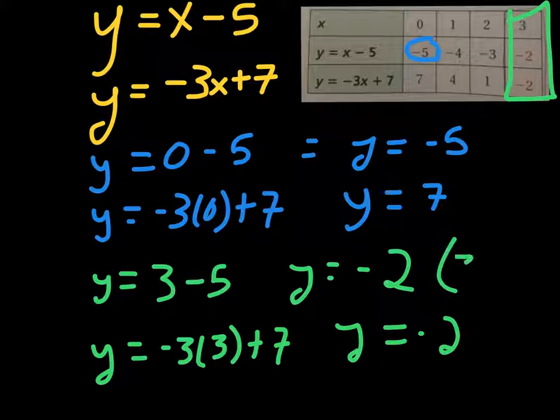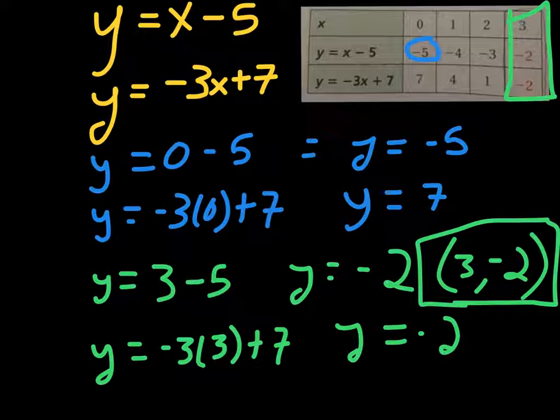X has to equal 3, and then y equals a negative 2. And this right here, my friends, is the solution to the system of equations: 3, negative 2.